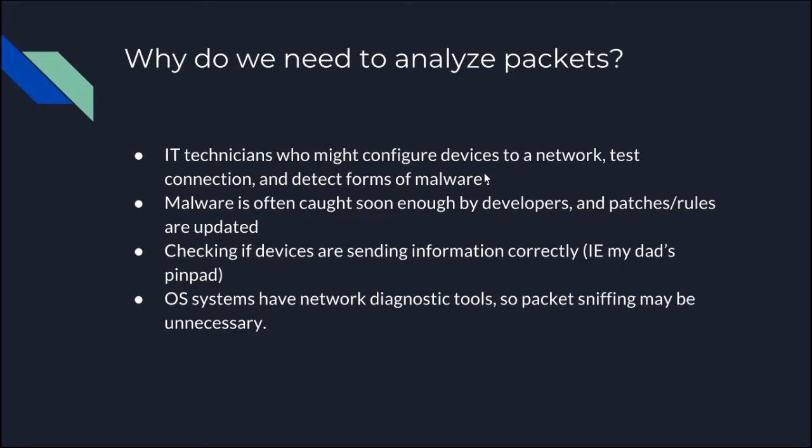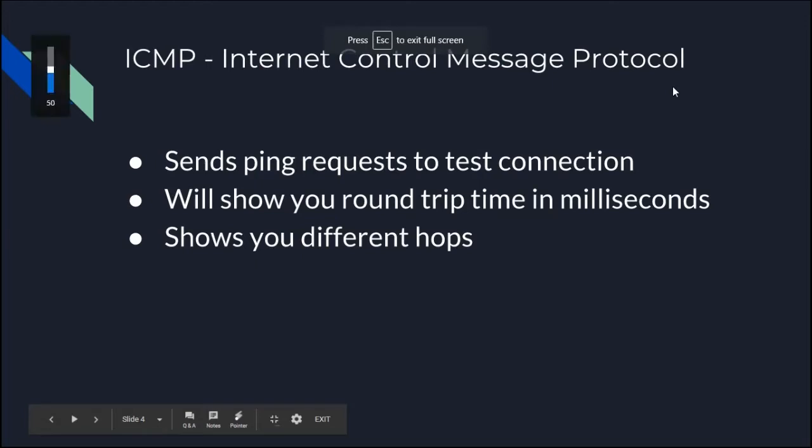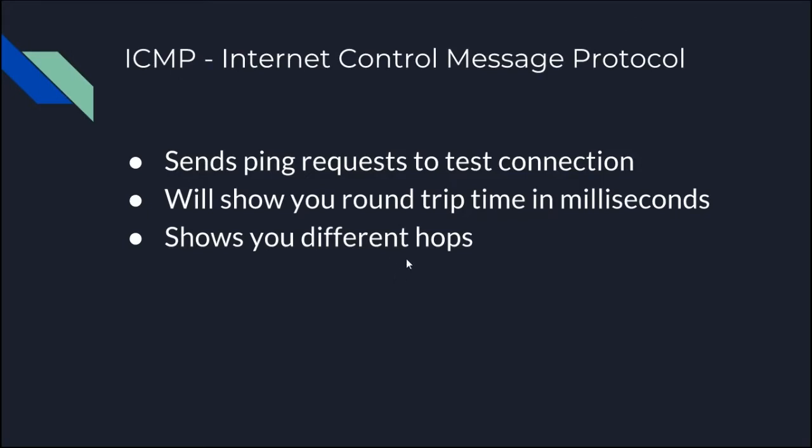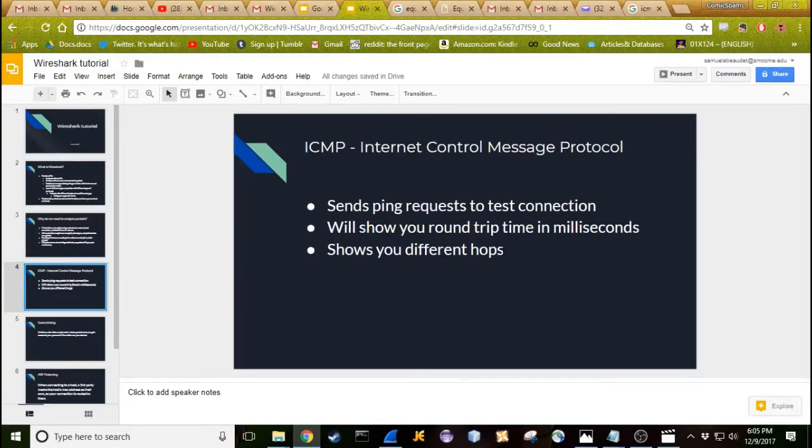So I'm going to give a couple of neat ideas of what you can actually do with Wireshark and how it is really, really useful. The first thing I'm going to show you with Wireshark is the ICMP protocol and how those packets are sent out and what they mean. So ICMP, Internet Control Message Protocol, they'll send what's called a ping request, which are hello messages basically. They'll send that to an IP address or a URL to test their connection, to see how long it takes for those packets to travel. It's also going to show you the different points that it stops at, the routers.